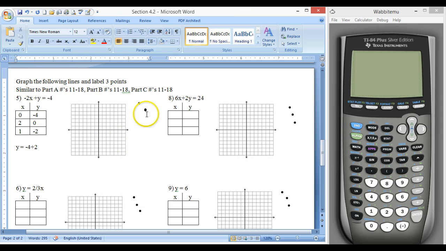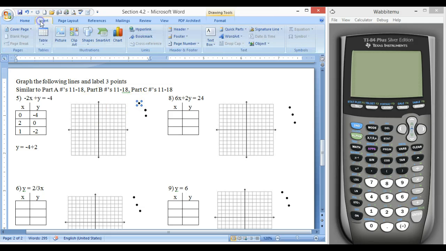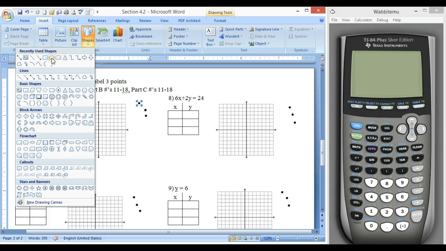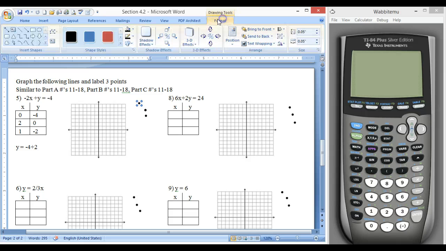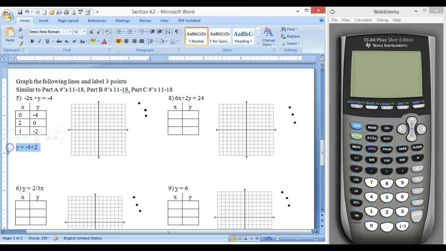Then I have some points over here. What I've done is I inserted a shape and I did a circle. I made it as small as I possibly could, and then I formatted by filling it in with black so that I could show you where these points are on my graph. And then I copied and pasted them for each of these problems, and that'll be fast. What I did to get this is I just searched for graph paper online and then copied and pasted the image into my Word document.